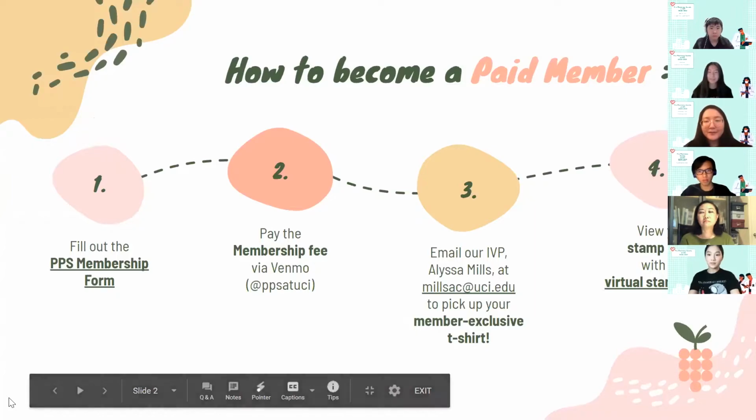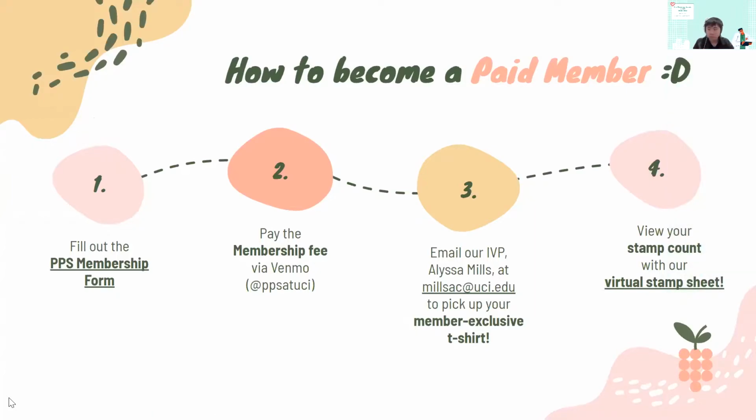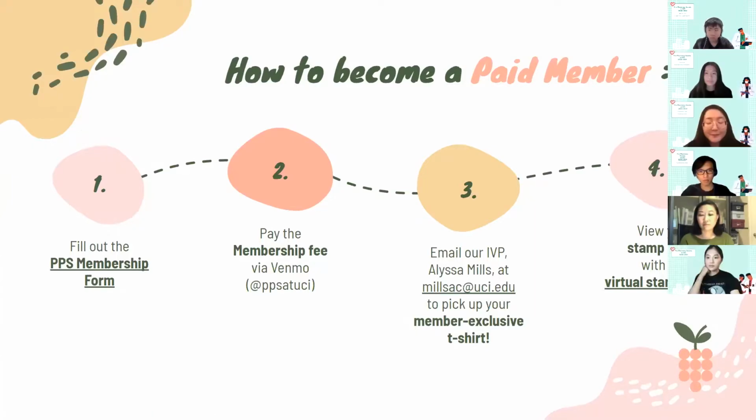So there are 4 easy steps to become a paid member. First, fill out the PPS membership form, and then you can go ahead and pay our membership fee via our Venmo at pps@uci. Thirdly, email our internal vice president, Alyssa Mills, at the following email to pick up your member exclusive t-shirt. And finally, you can view your stamp count anytime during the quarter with our virtual stamp sheet. All of the necessary links are available on this PowerPoint and in our weekly emails.